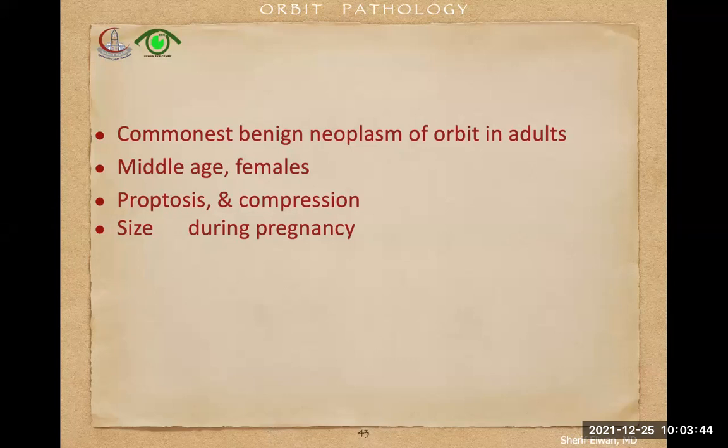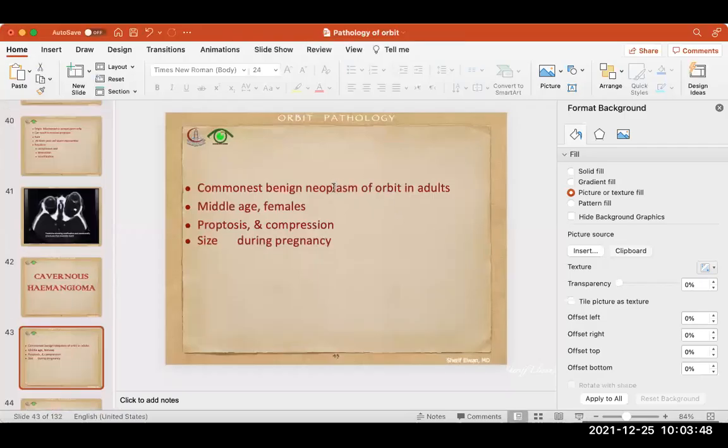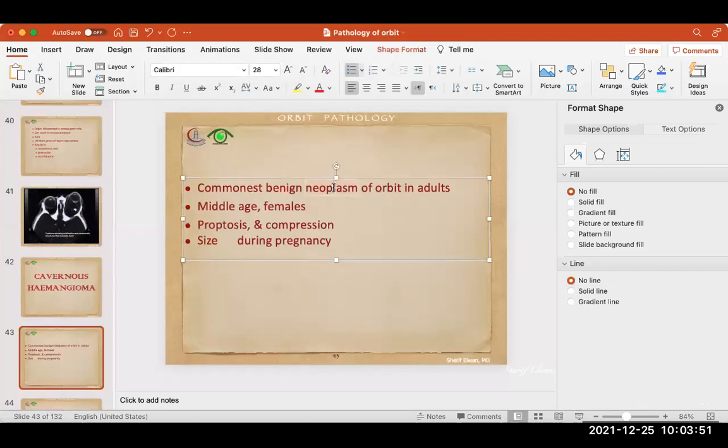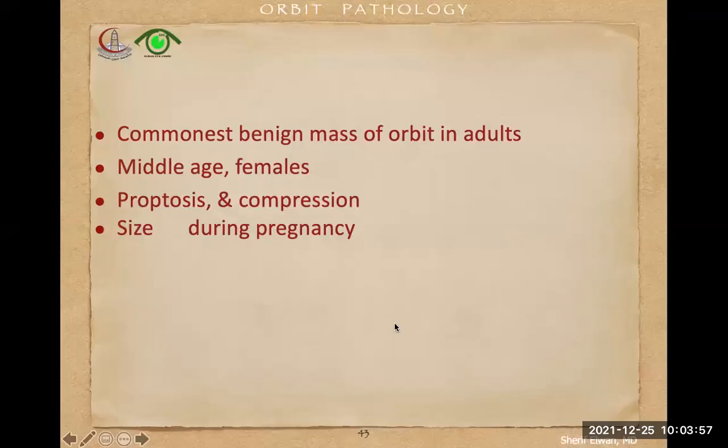This is actually wrong. It should be the commonest mass of the orbit in adults. It's not a neoplasm. So hemangioma is the commonest benign mass in the orbit in adults.